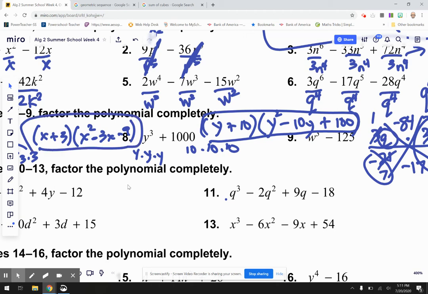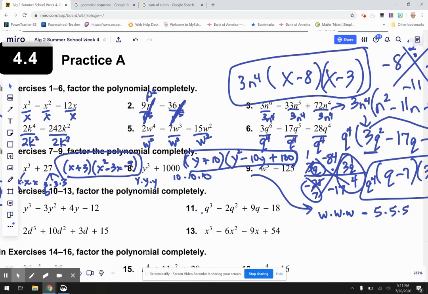And then number 9 is a difference of cubes. So we have W times W times W minus 5 times 5 times 5, which is 125. So in this one, you want to do the A minus the B this time. And then A squared plus AB plus B squared. So that's just in the chart that I showed you right over here.